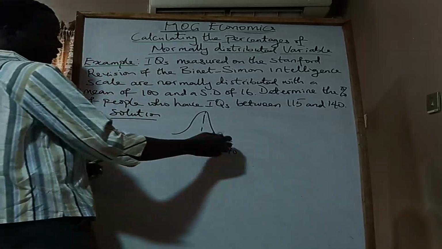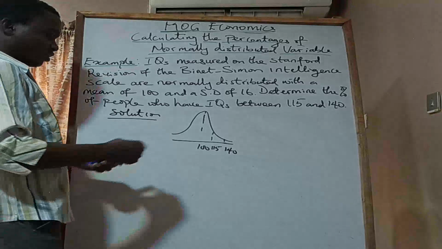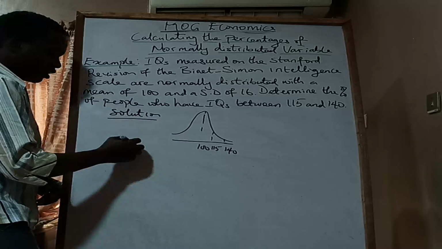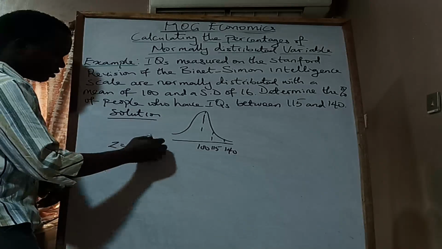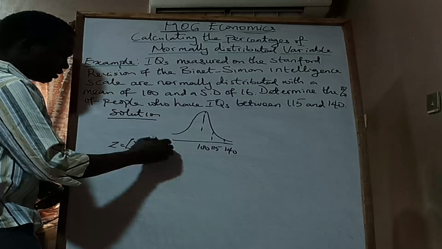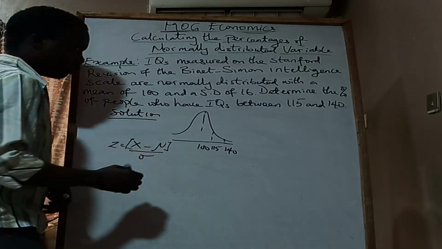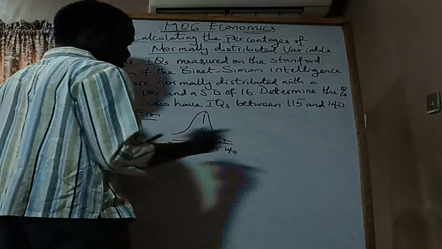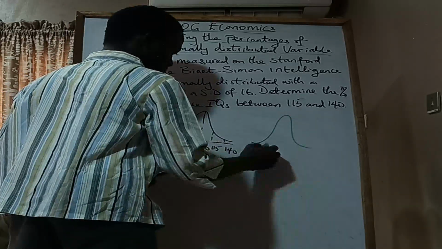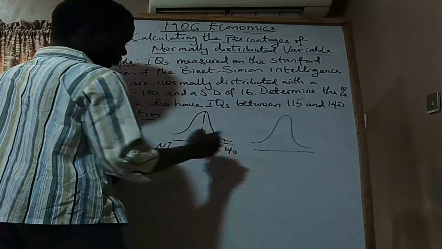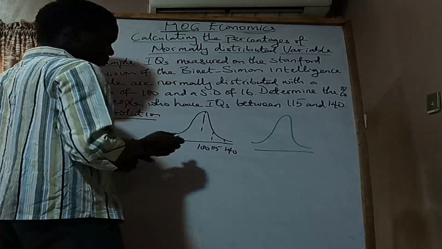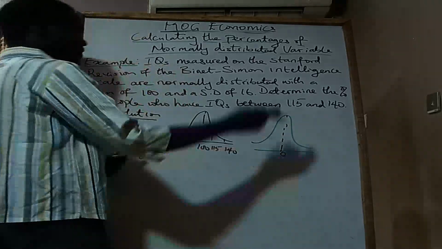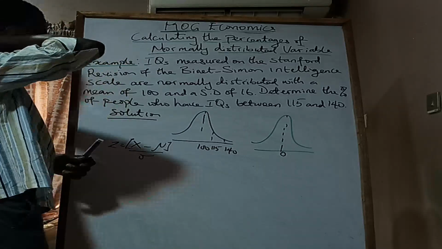Now we have to convert these values to z-scores. Remember the z-score formula: z equals x minus the population mean, divided by the standard deviation. Let me draw the converted one here. Instead of a mean of 100, we are going to have a mean of 0. It's literally the same thing, but converting makes it easy for us to get the area using our z-scores.